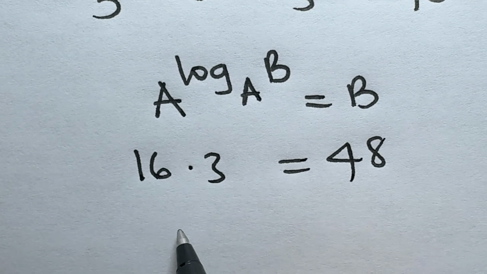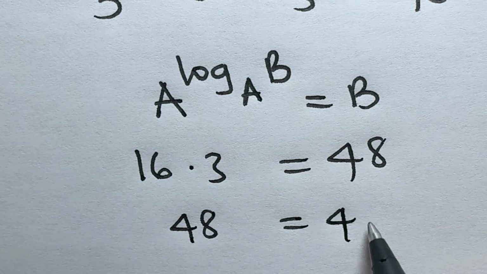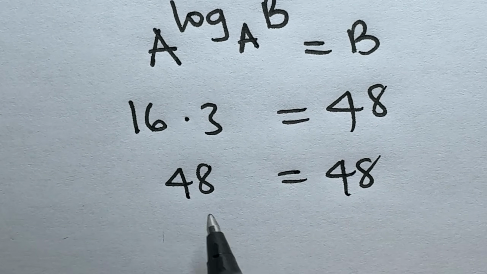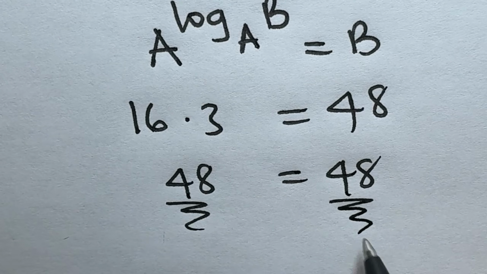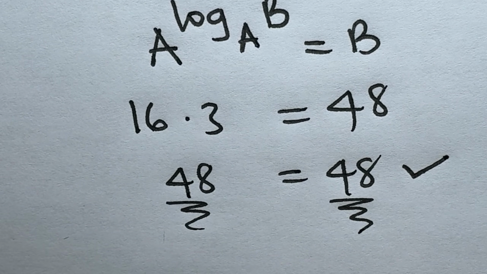And 16 times 3 is 48, equal to 48. Now, because the left-hand side is exactly equal to the right-hand side, that just confirms that the solution we got was correct.